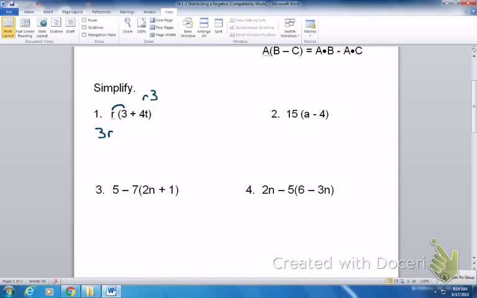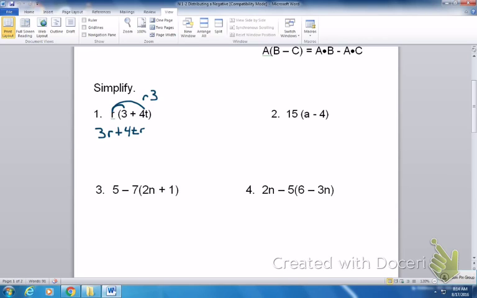Now we go on to the next one. I got a plus sign there. So it's R times positive 4t. So it's going to be plus 4, and then I'm going to put my t and my R. Now, you can put RT, TR, it really doesn't matter the order, as long as you have them both there.